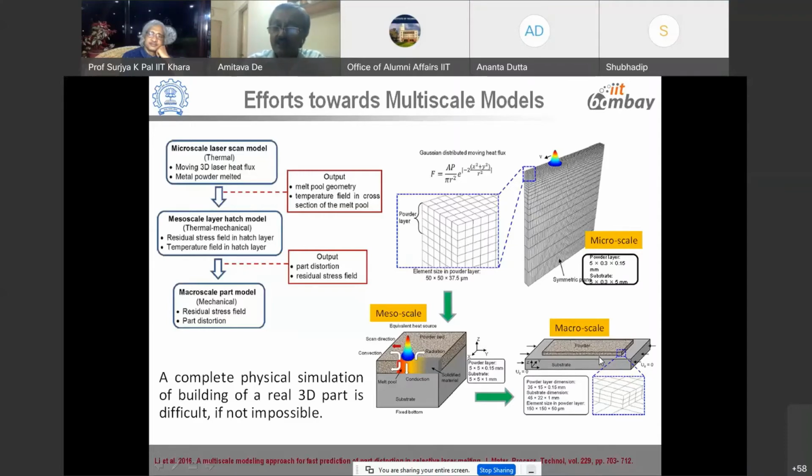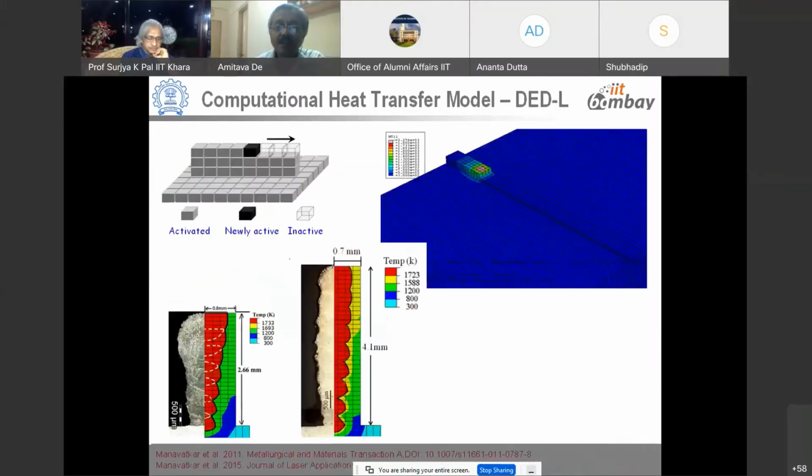Even this has a limitation because, as you can see, the scales are only in millimeter or centimeter. But the real part, as we have just seen from some examples, would be much, much larger than what we are trying to think of. So these kinds of models, for example, have been done. This is typically in between a micro and mesoscale model.